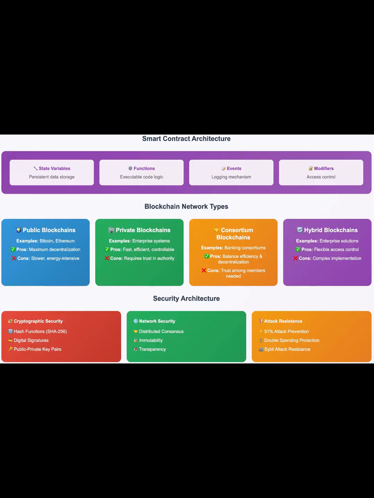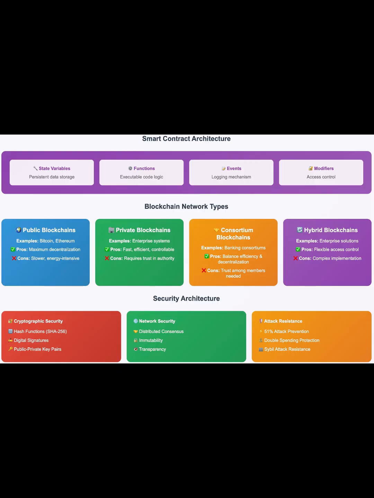Attack resistance includes protection against 51% attacks. You'd need to control most of the network's power. Double spending. The consensus mechanism prevents spending the same money twice. Sybil attacks. Creating fake identities is expensive due to proof of work.